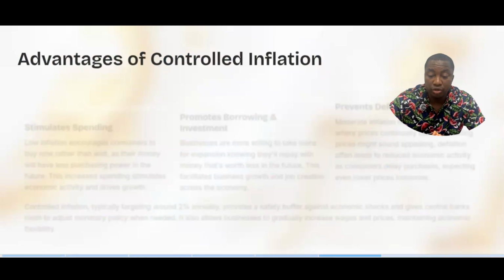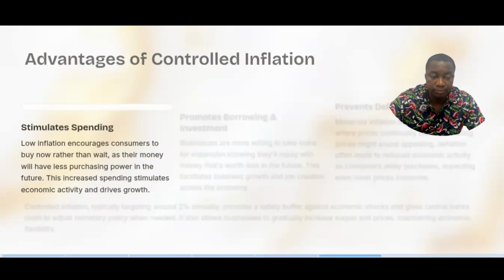What are the advantages of controlled inflation? One is that it stimulates spending. Low inflation encourages consumers to buy now rather than wait, as their money will have less purchasing power in the future. This increases spending, and this increased spending also stimulates economic growth and drives economic activity.